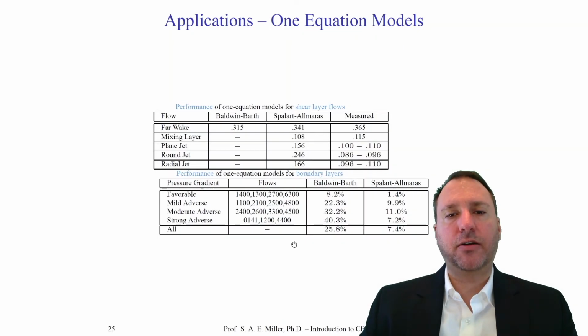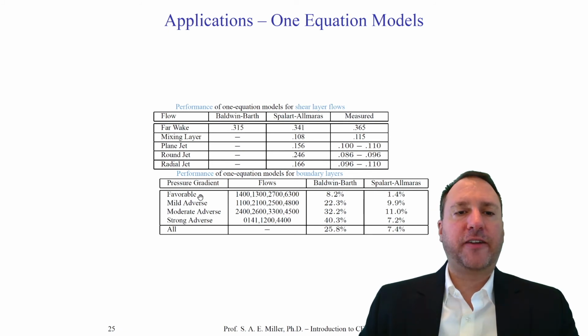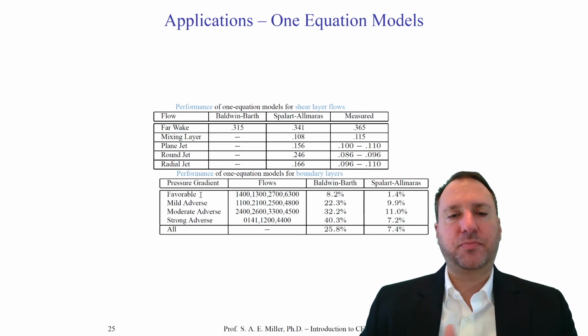If we look at the error of a boundary layer flow, we might vary the pressure gradient as we did in the previous class for zero equation flows. So a favorable pressure gradient is where, of course, the pressure decreases as you go in the downstream direction. The strong adverse gradient is where the pressure increases as you move with the flow in the downstream direction. There's a number of flows here, and they're just coded by set point.